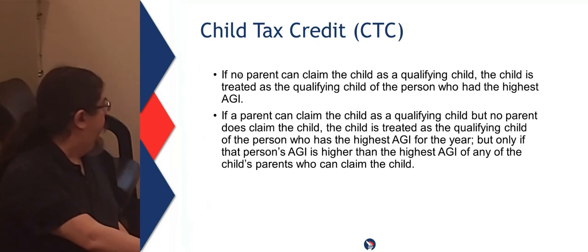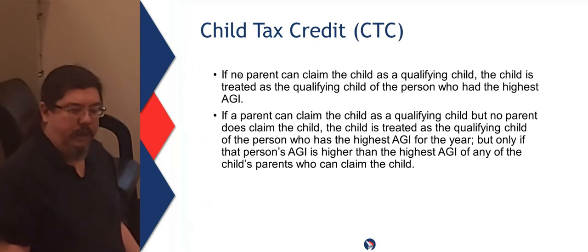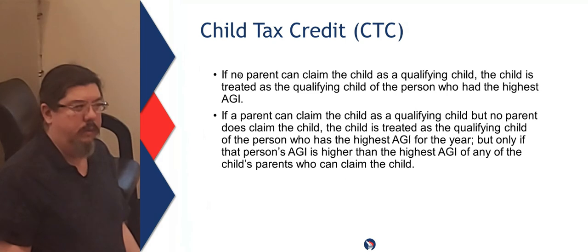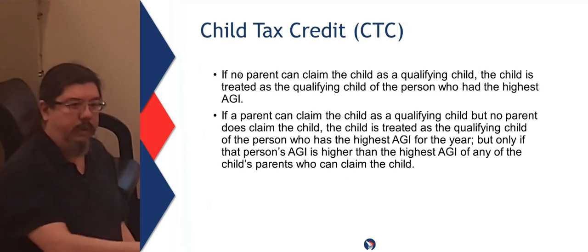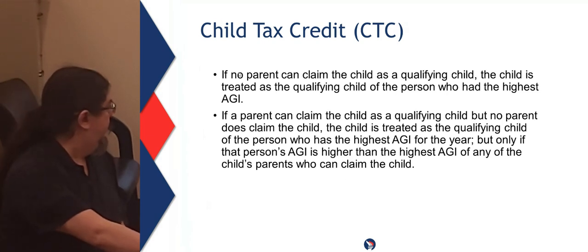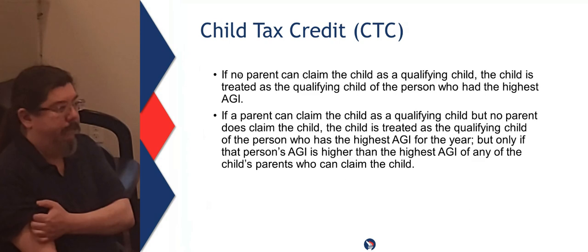And here, if no parent can claim the child as a qualifying child, then only the person with the highest adjusted gross income can claim that child. So if a child lives with their aunt and uncle and grandfather, then only the one person in that household with the highest adjusted gross income can claim that child. Yeah, or an older sibling, yeah.